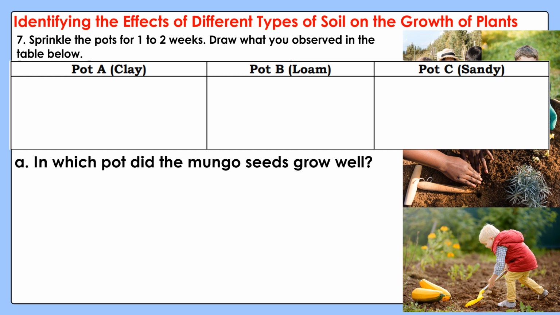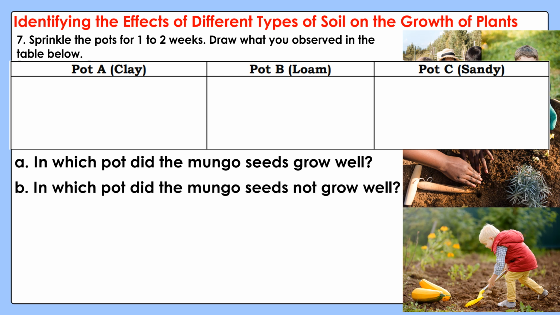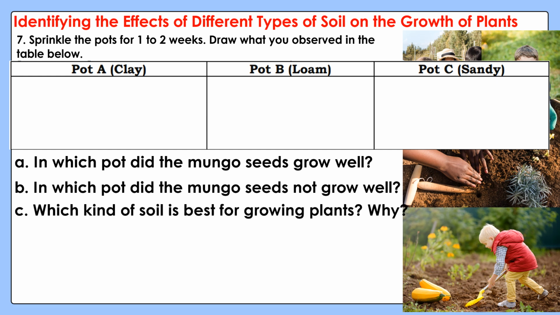Here's the question. A. In which pot did the mungo seeds grow well? B. In which pot did the mungo seeds not grow well? C. Which kind of soil is best for growing plants and why? And number 9, you need to present your findings to the class. Good luck!